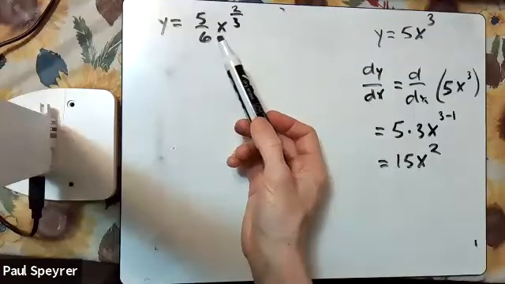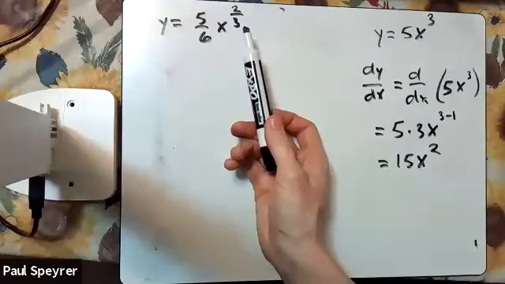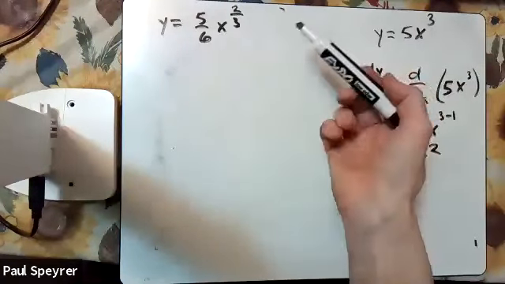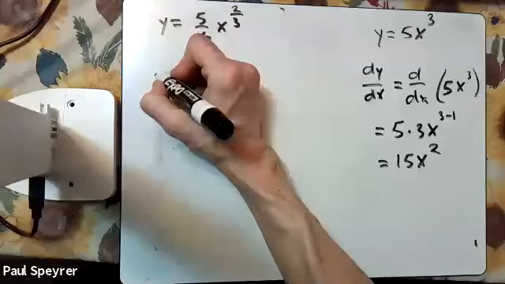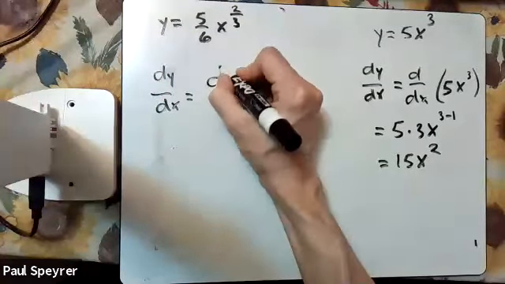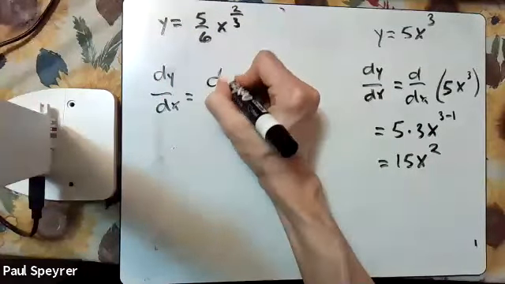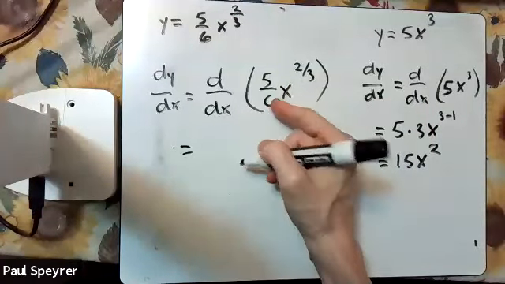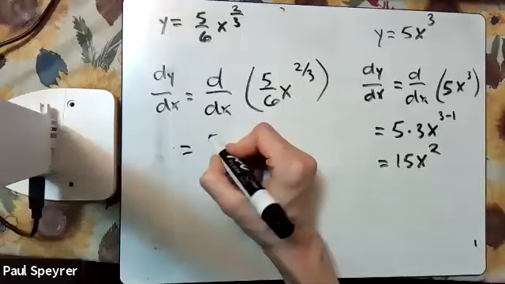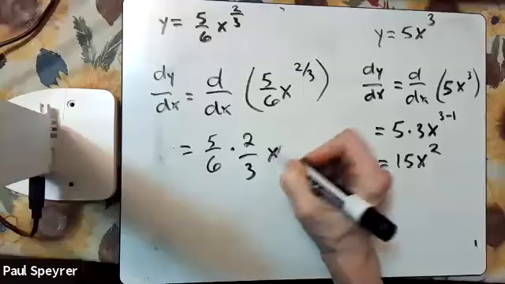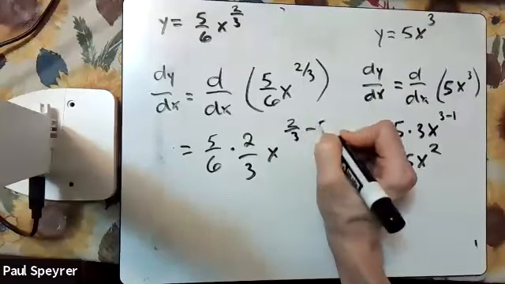All right, so now we have y equals 5/6 times x to the 2/3. This is an exponential form, right? So we're good to go. We can apply the power rule. So dy dx, if we take the derivative of both sides with respect to x, how are we going to do that? It's the same way, right? We're going to multiply these two powers together. We need to drop this down. So this is 5/6 times 2/3 x to the 2/3 minus 1.